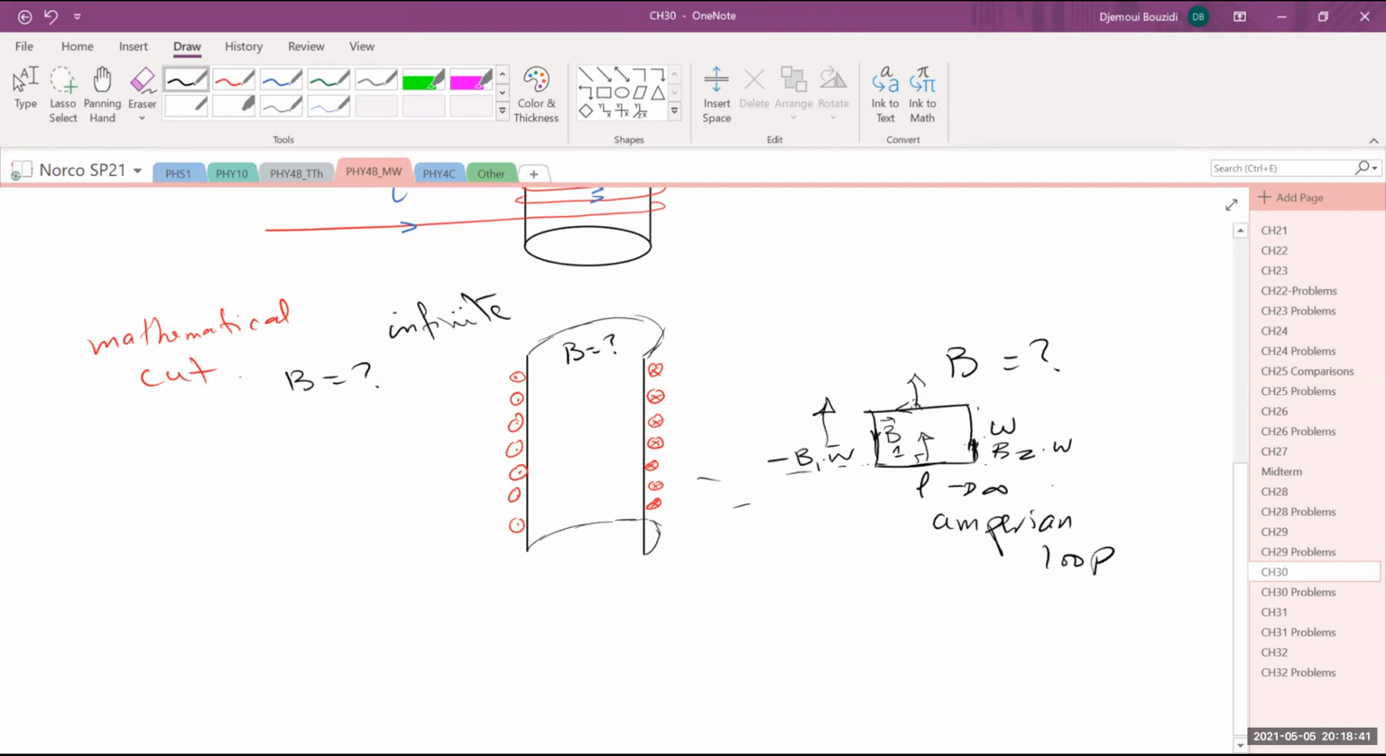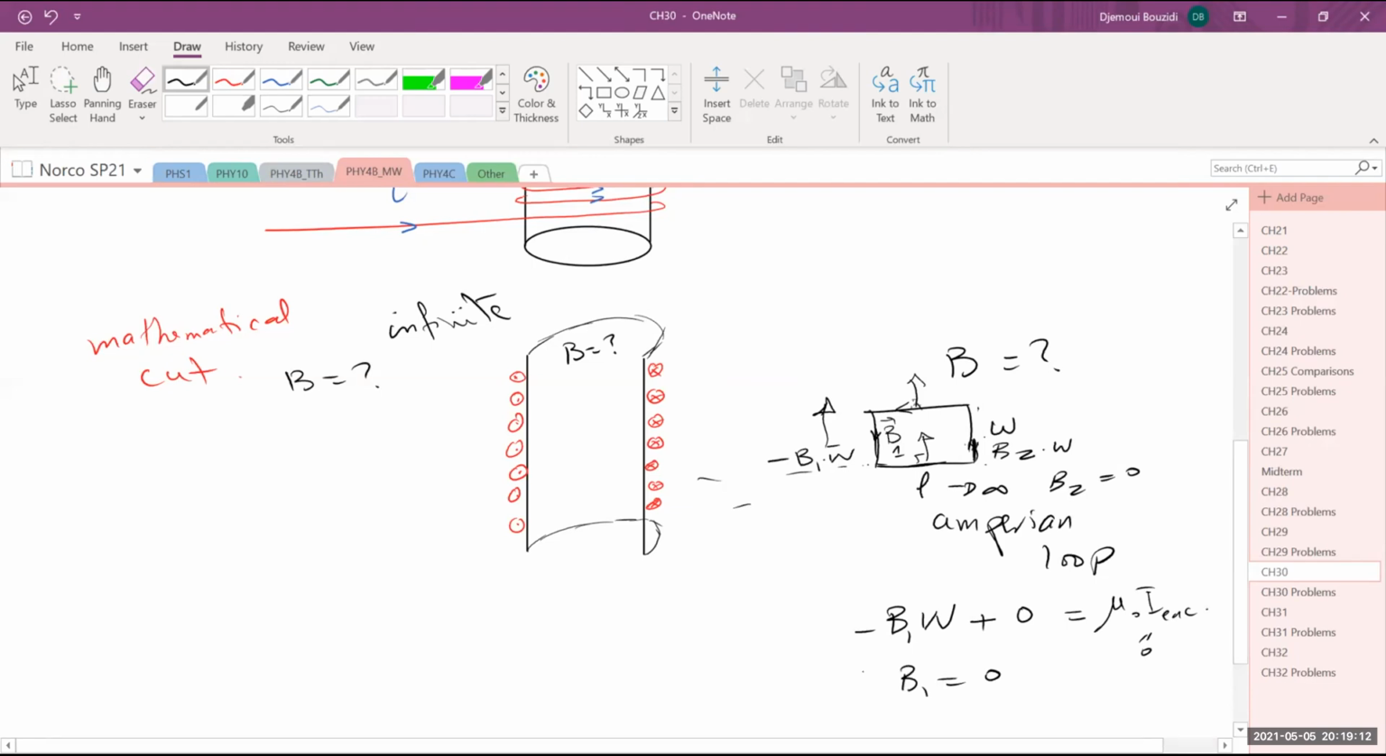So B2, when L goes to infinity, must be equal to 0, since the difference between them must be equal to the current enclosed, and there is no current enclosed. So what I end up with is minus B1 times W plus this magnetic field, which is 0 when L goes to infinity, must be equal to mu naught times the current enclosed, and there is no current enclosed. So this is 0. That means B1 is equal to 0. So for an infinite solenoid, there will be no magnetic field outside of it.